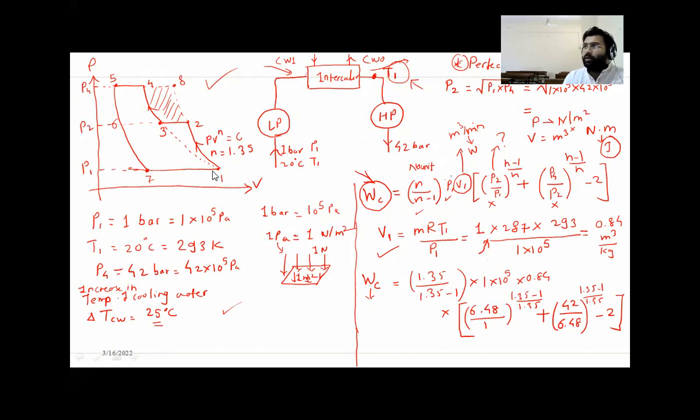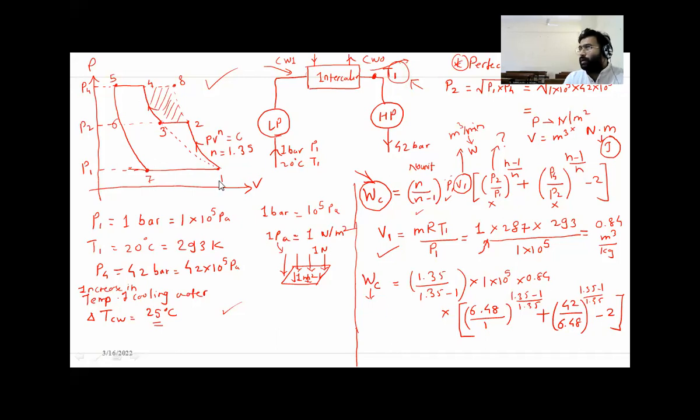Okay. This is a schematic of the given case. Low pressure intake is 1 bar, 20 degrees Celsius. Then we have here perfect intercooling. Then we have high pressure and output is 42 bar. So draw both the diagrams so that your understanding will be clear.